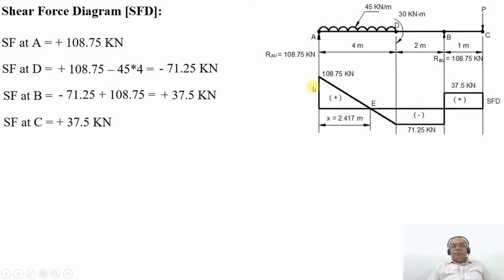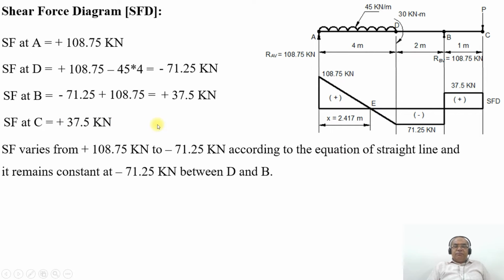So SF at A is 108.75 kilonewton, and between A and D, due to UDL, SF varies from plus 108.75 kilonewton and drops down to minus 71.25 kilonewton because of the uniformly distributed load. Between D and B, it remains constant at 71.25 kilonewton. At the point B, due to the point load, SF increases from minus 71.25 kilonewton to plus 37.5 kilonewton. Between B and C, it remains constant at 37.5 kilonewton. SF at the point C will also be equal to 37.5 kilonewton.